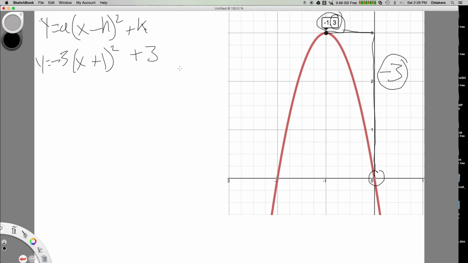This makes sense. If you think about it, the parabola is opening downward, so it has to be negative. Make sure you have that. Be careful of your sign with the h value. You're plugging in negative 1. Negative, negative makes it a positive 1. And then just plug in k as 3.